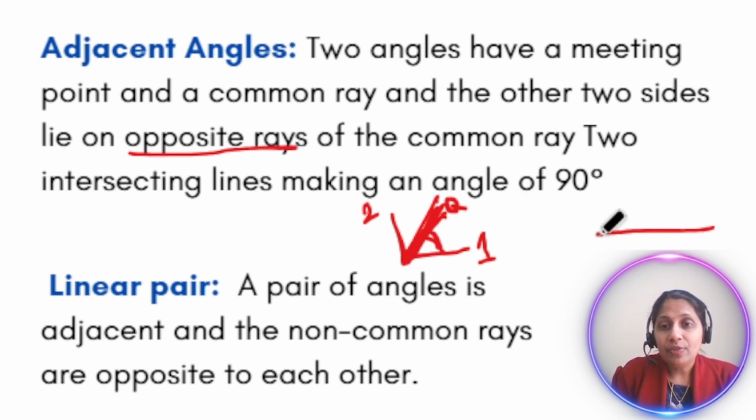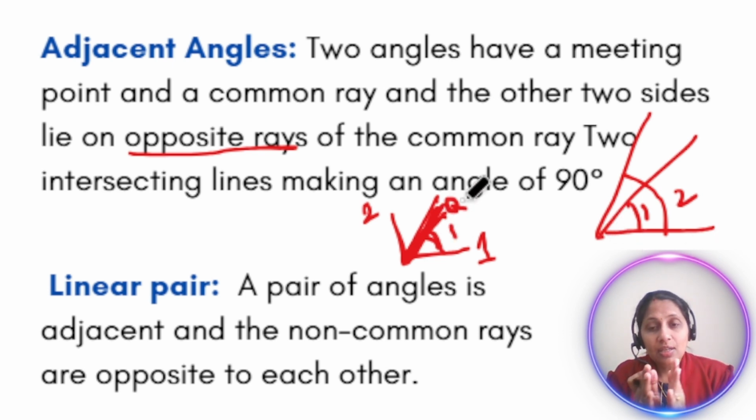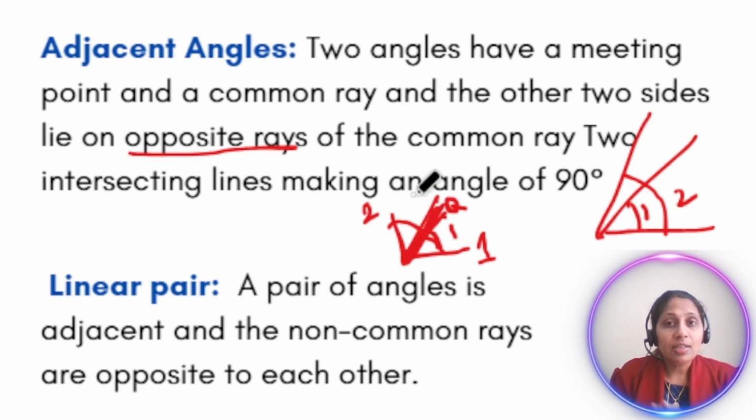Say, for example, if angle 1 is this and angle 2 is this, are they adjacent? No, because angle 1 is contained within angle 2. This is not adjacent. The two angles should be opposite to the common arm. Say, for example, here the angle lies on the right hand side of the common arm, whereas the other angle lies on the left hand side of the common arm. So, such angles are called adjacent angles.